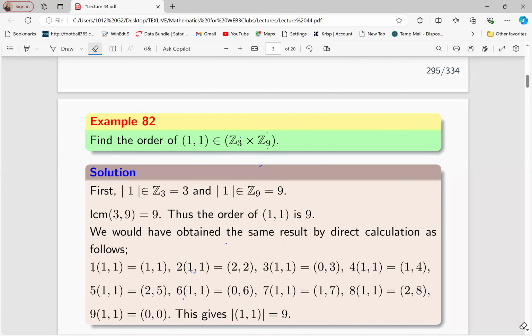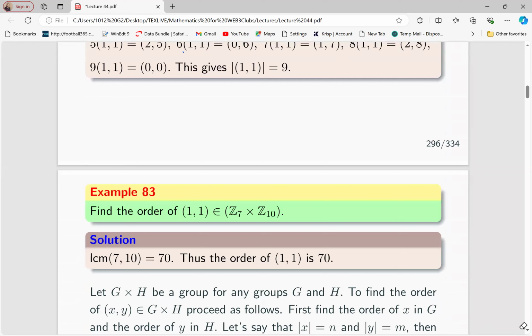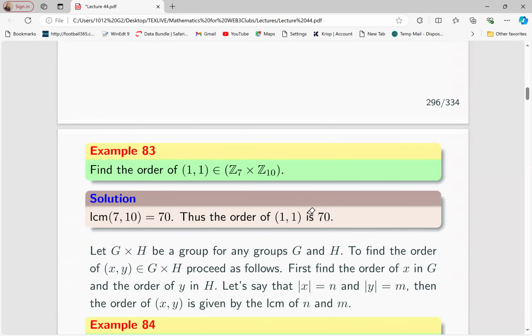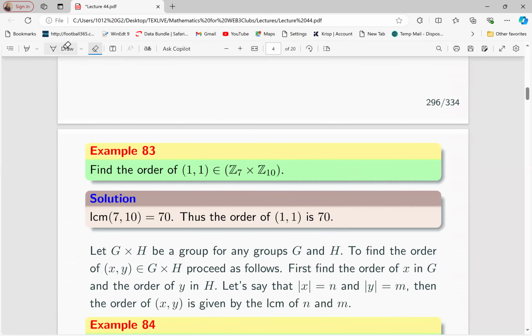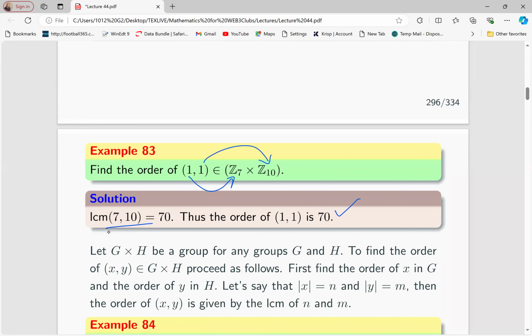I want to look at another example. This time, I want to look for the order of 1, 1, 1. Now, when you're looking at 1, 1, 1, that becomes very easy. Because the order of 1 here will be 7, and the order of 1 here will be 10. And the LCM of 7 and 10 will be 70. So if you are doing it manually, using the LCM becomes easier.